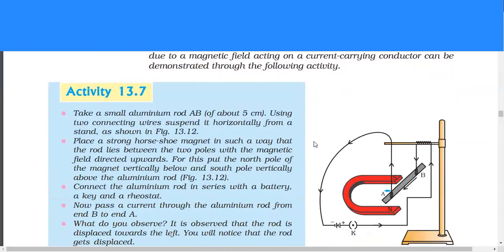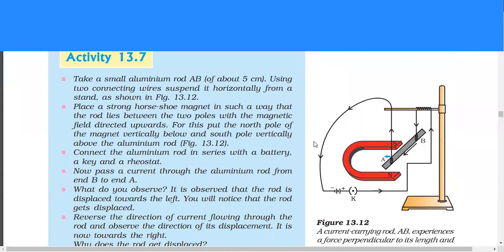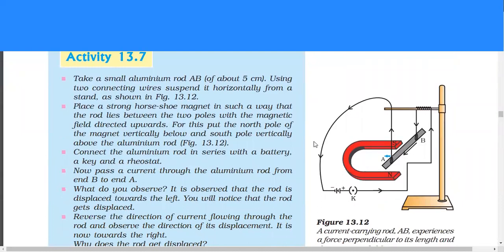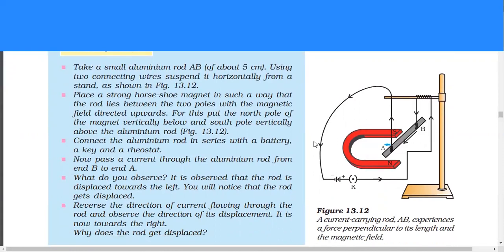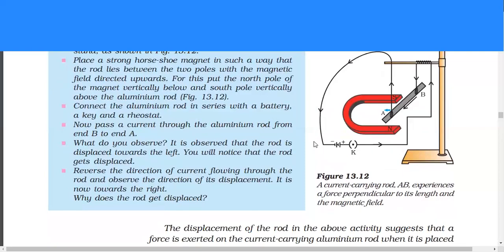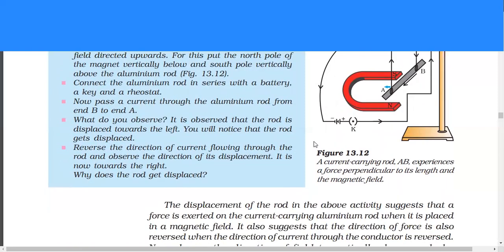Activity 13.7. Take a small aluminium rod AB of about 5 cm, suspended horizontally from a stand using two connecting wires as shown in figure 13.12. Place a strong horseshoe magnet in such a way that the rod lies between the two poles with the magnetic field directed upwards. For this, put the north pole of the magnet vertically below and the south pole vertically above the aluminium rod. Connect the aluminium rod in series with a battery, a key, and a rheostat. Now pass a current through the aluminium rod from end B to end A.